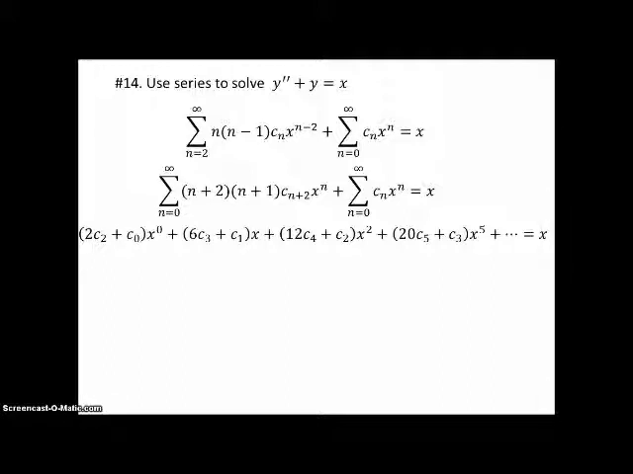Okay, now that has to equal x. So all the coefficients have to be 0 except the coefficient in front of x, which has to be 1, right? Okay, so the coefficient in front of x has to be 1, but all the other coefficients have to be 0.